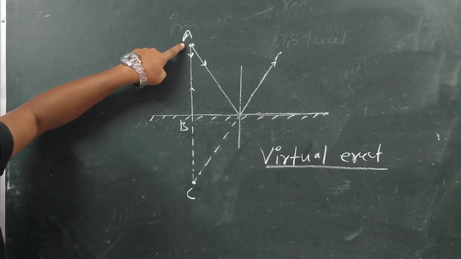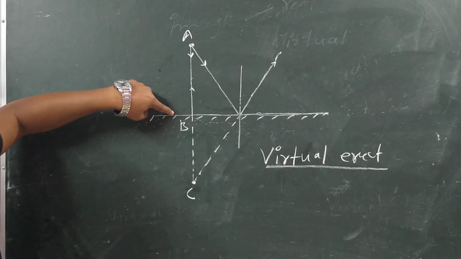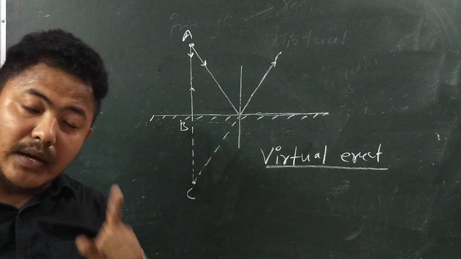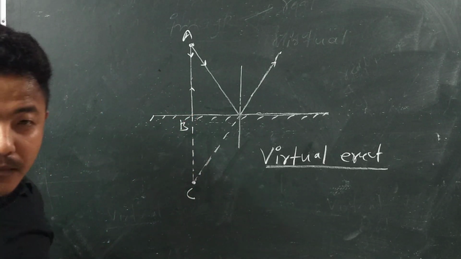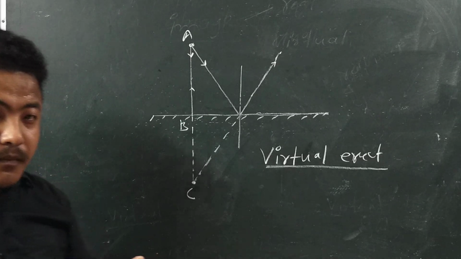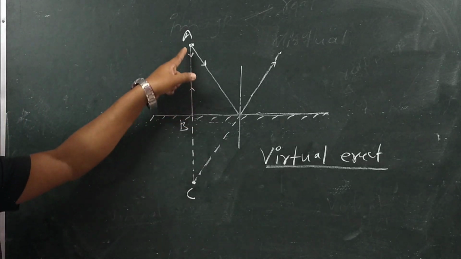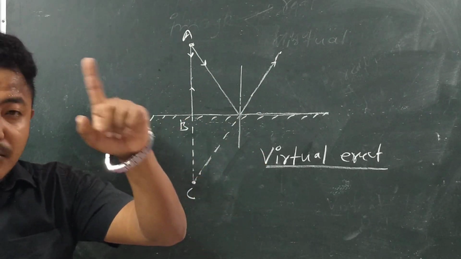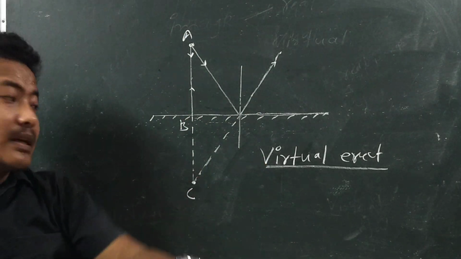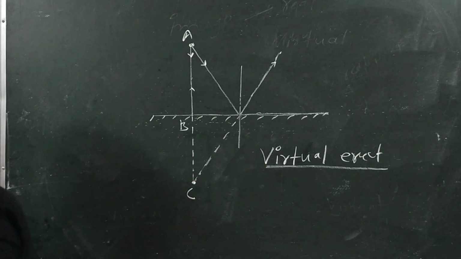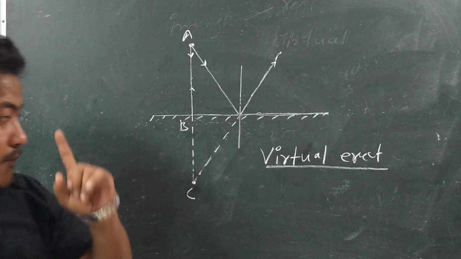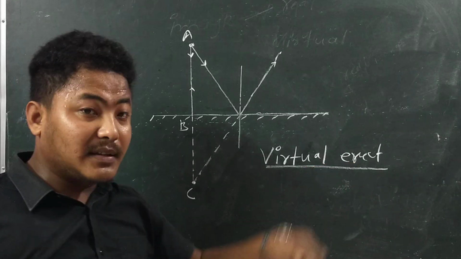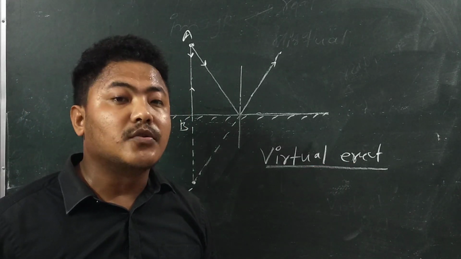This AB is the distance of the object in front of the mirror. And what is this BC? The distance of the image behind the mirror. So in this situation, the distance of the object in front of the mirror is equal to the distance of the image behind the mirror. This is the most important thing. So in the case of a plane mirror, virtual and erect images are formed.